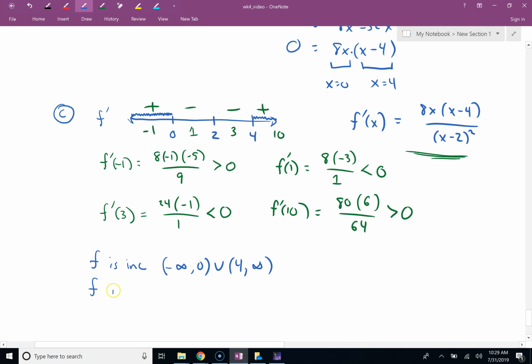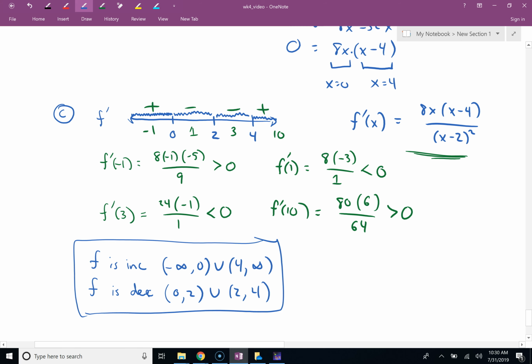And then f is decreasing. And let's see, everywhere where the derivative is negative would give us a decreasing function. So I guess from 0 to 2, and then again after 2 until 4. So 2 until 4. And again, we have a little union to say, well, it's kind of in both of these places, right? We have that the function is decreasing. All right, and so there is my final answer for part C.